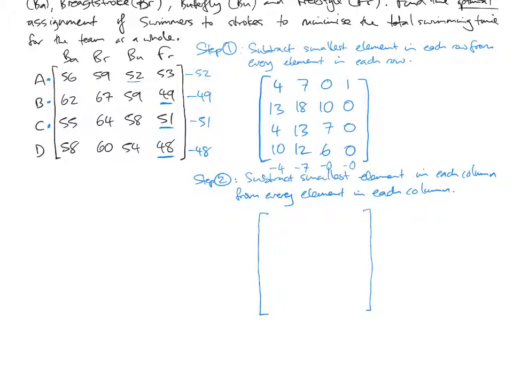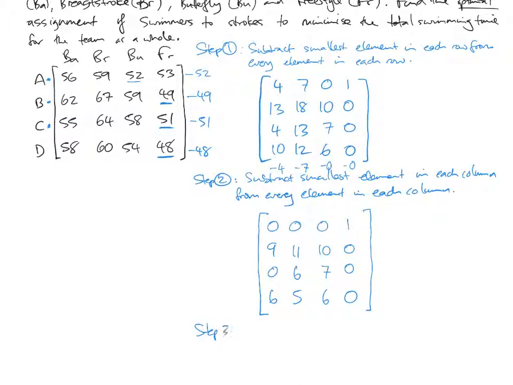4 take 4 is 0. 13 take 4 is 9. 4 take 4 is 0. 10 take 4 is 6. 7 take 7 is 0. 18 take 7 is 11. 13 take 7 is 6, I hope. 6, 7, 8, 9, 10, 11, 12, 13, yes. 12 take 7 is 5. And because I'm subtracting 0 from the third and fourth column, they do not change. So that is step 2 done.